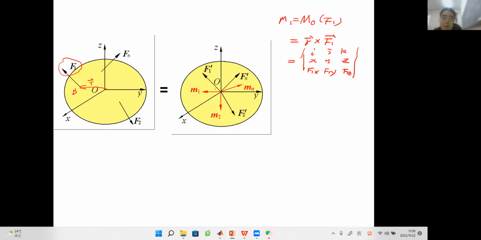Actually, this is M1, another vector. We can just use the right-hand rule to find its direction. Maybe this is a little bit difficult to understand, but don't worry. I only need you to have a kind of impression, that is enough, right?